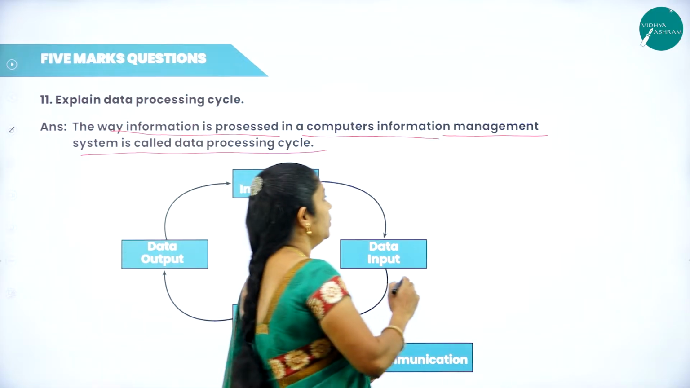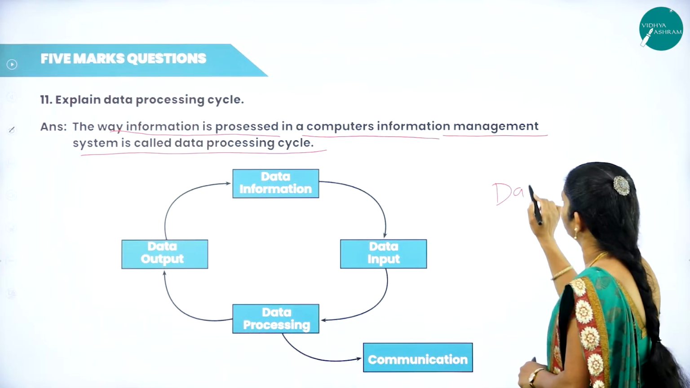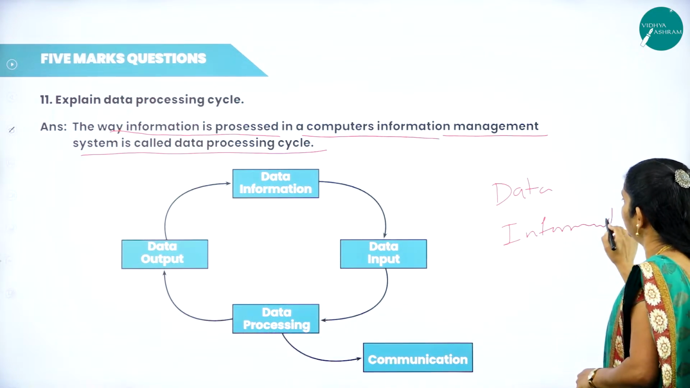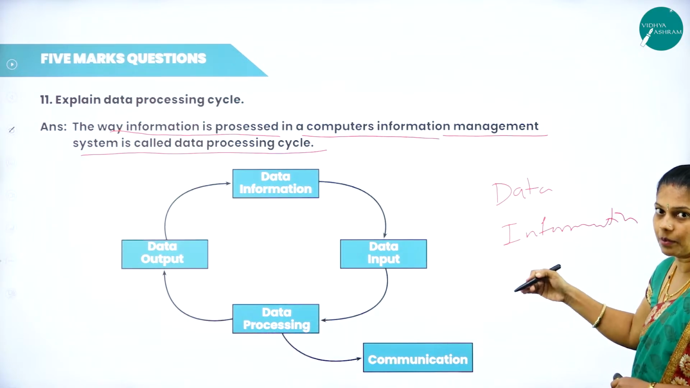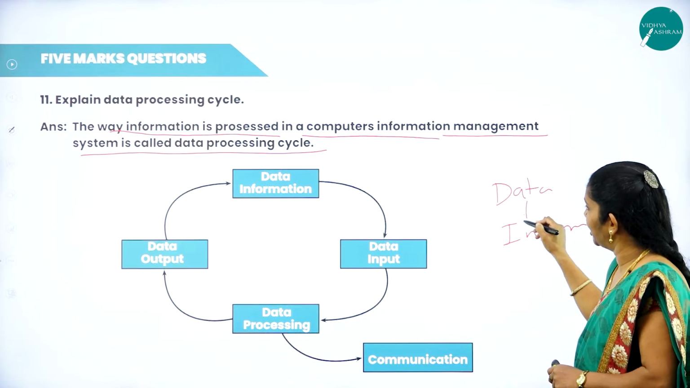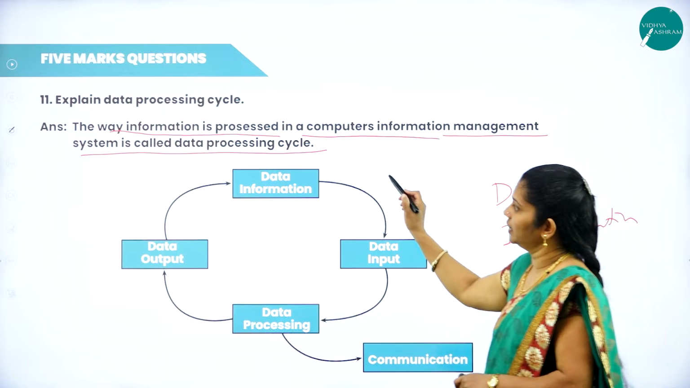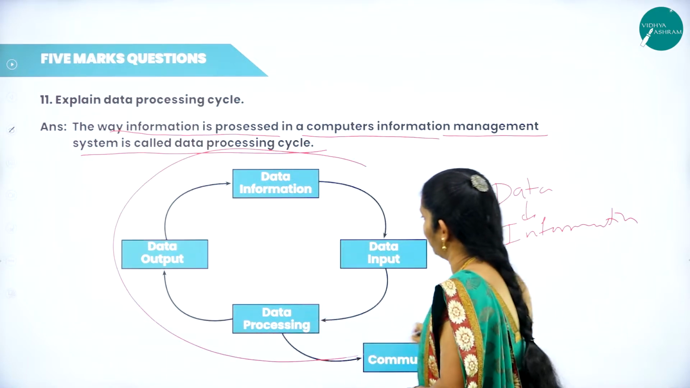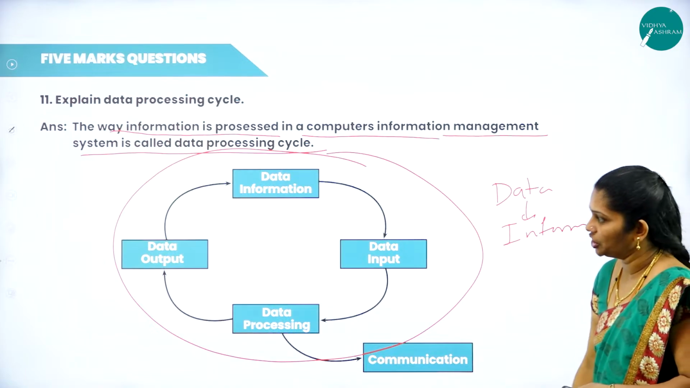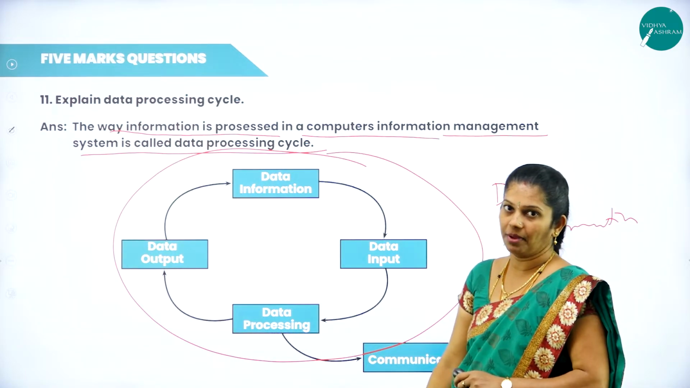Whereas, as I already told you, data is raw facts and figures and information is processed data. Data processing means a series of actions that converts data into information. Under that, these are the stages we have: data input, data processing, data communication, data output, data information.